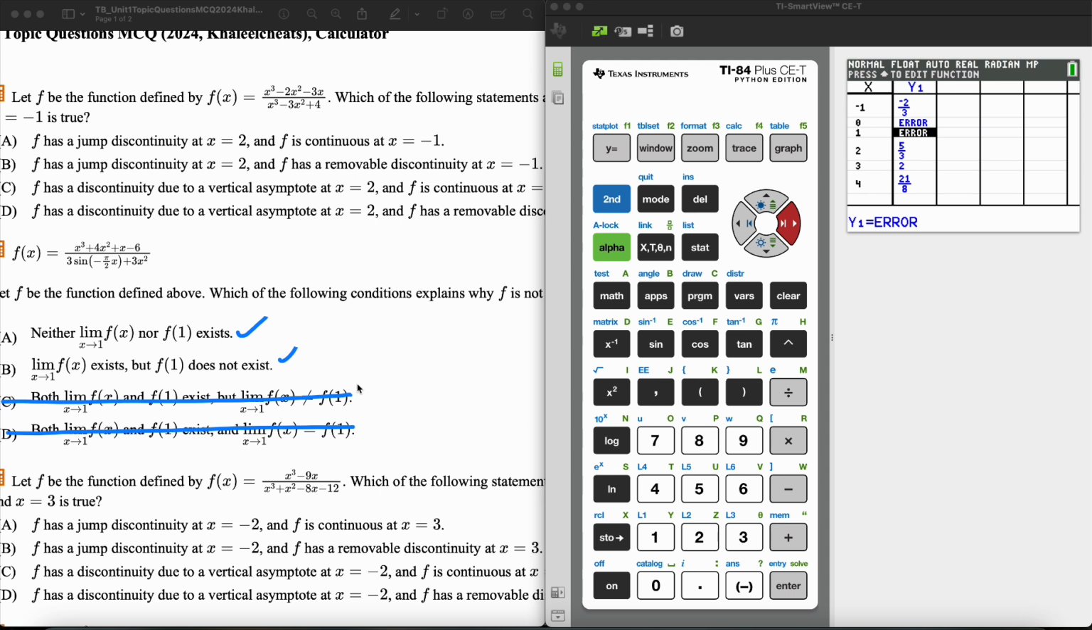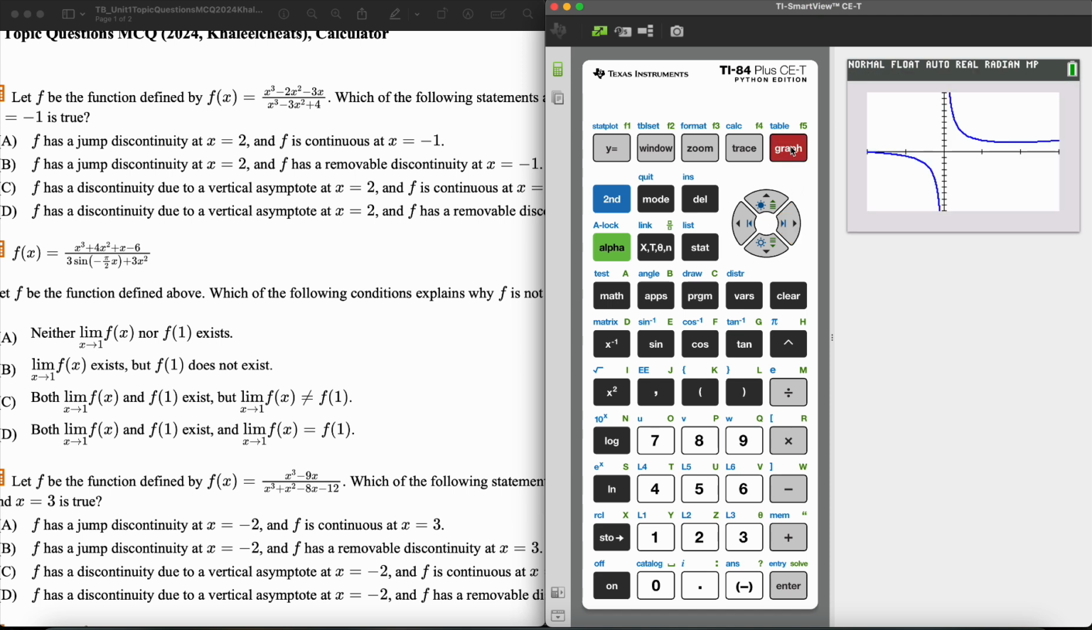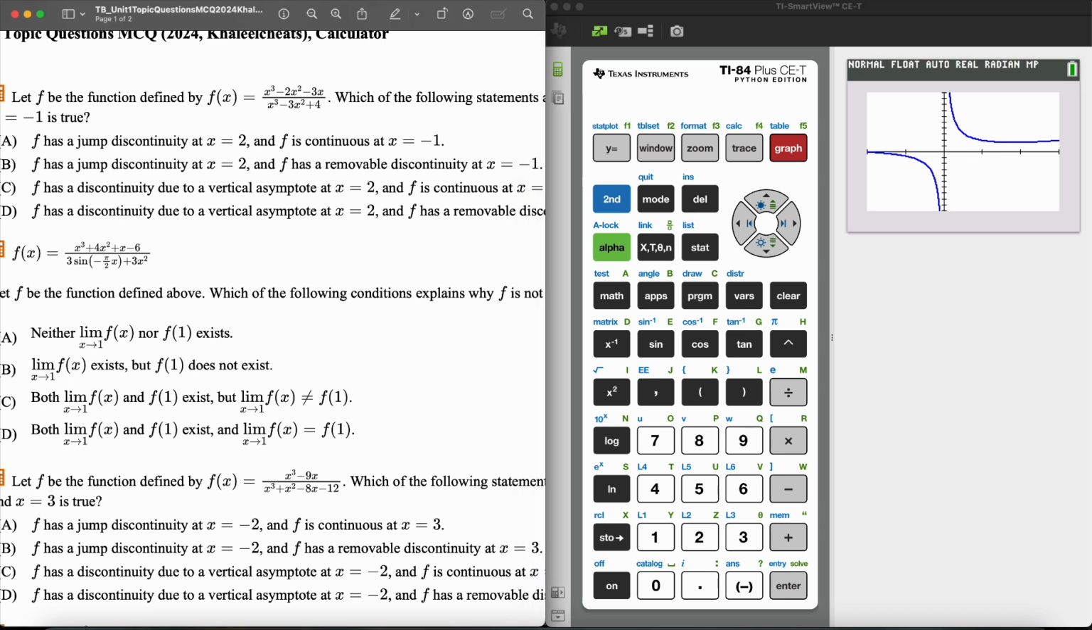The question is, does the limit exist or not? We can actually tell by looking at the graph. So let's look at the graph, and the graph doesn't have any cut in it. There's no cut, there's no jump, there's no vertical asymptote when I'm talking about x of 1. There's nothing in the graph that's wrong, and so the answer here is going to be choice B. The limit exists, but we looked at the table and there was an error, and error means that my function would not exist. All right, moving on.